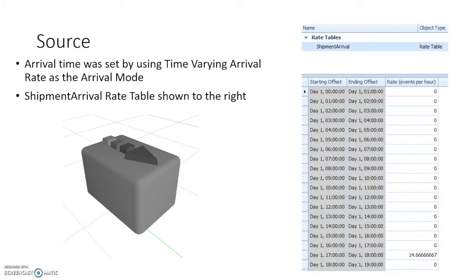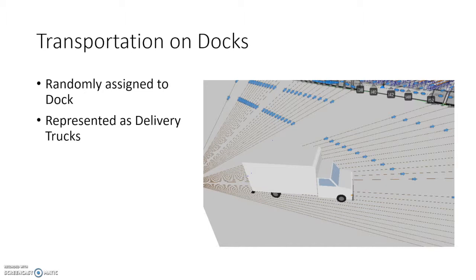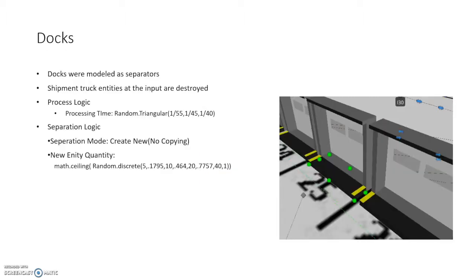The model begins at a source where model entities arrive based on a rate table. This rate table can be seen on the right. It was developed with the data from the problem statement. Once the model entity is created, it is represented as a truck. This truck is randomly assigned to a dock where it is then sorted.